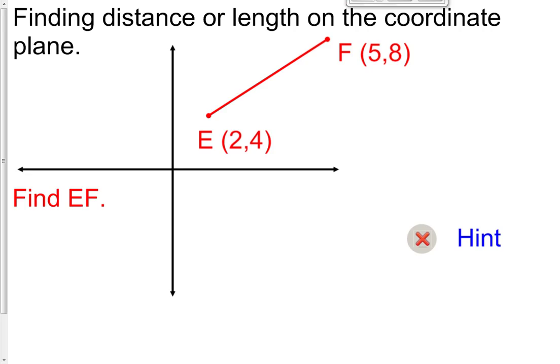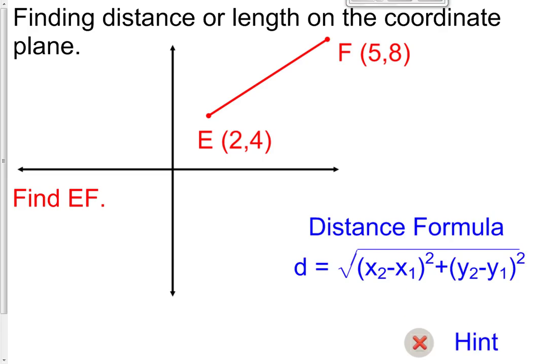So to find the distance on a coordinate grid where we have x coordinates and y coordinates, here's going to be our formula. This is something that you're going to want to memorize. The distance for any segment on a coordinate grid is the square root of x2 minus x1 quantity squared plus y2 minus y1 quantity squared. It seems very in-depth, but it's easier than it may appear.